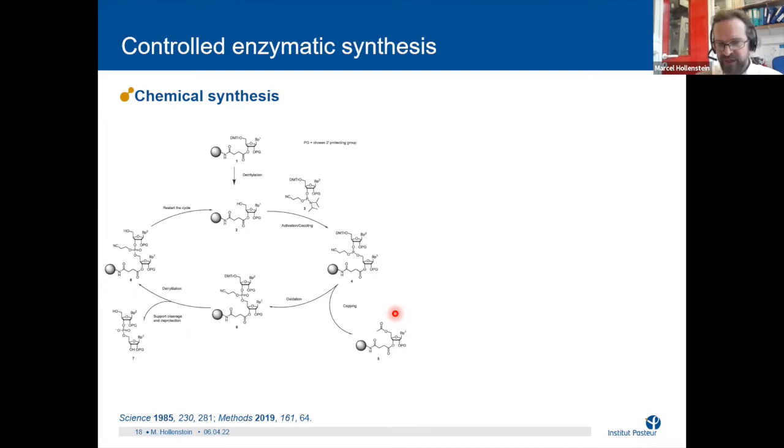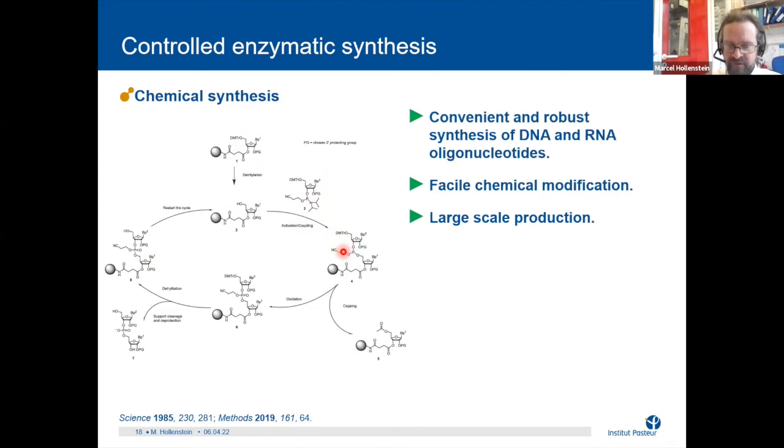Now, let me finish this presentation by summarizing our recent results that we have obtained in the field of controlled enzymatic synthesis. So first of all, what is controlled enzymatic synthesis? You all know that most RNA and DNA oligonucleotides can be obtained by solid phase synthesis, shown here. I'm not going to go through the details, but essentially it uses phosphoramidite chemistry.